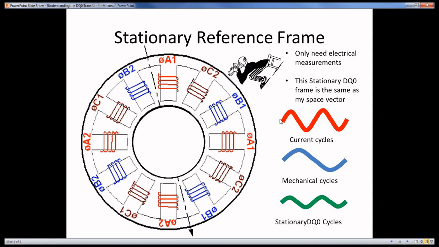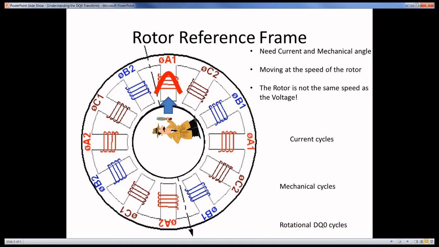And we can see over here that in two electrical cycles of the stator current, we have two electrical cycles of the stationary DQ0. So not a whole lot of use there.